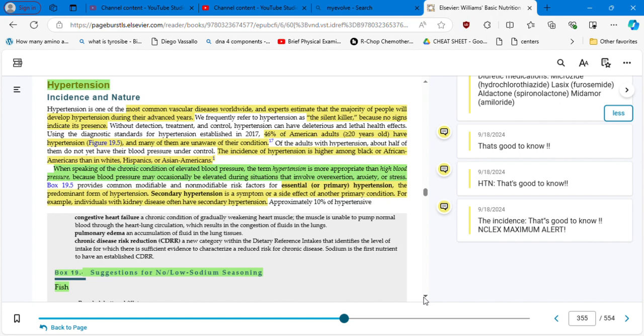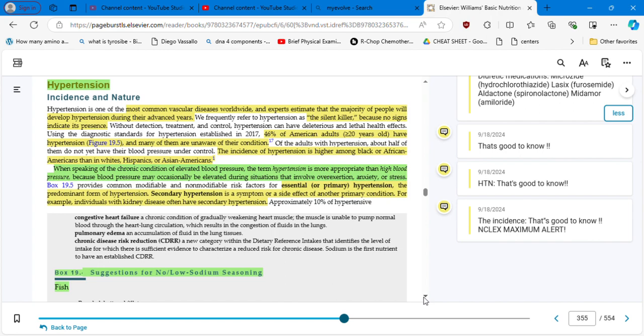46% of American adults older than 20 years old have hypertension, and many of them are unaware of the condition. The incidence of hypertension is higher among Black or African Americans than in whites, Hispanic, or Asian Americans. And that's good to know. You need to know your statistics.